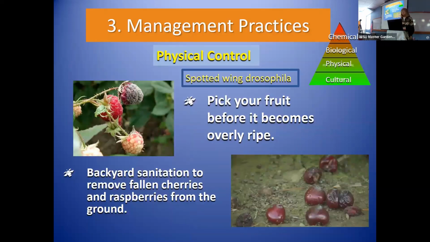So for spotted wing Drosophila, in terms of physical controls, be sure to pick your fruit before it gets overly ripe. As it gets overly ripe, it develops more sugars, and that's an attractant to the spotted wing Drosophila. Also remember that they pupate in the fruit. So if you have fruit fall to the ground, they're going to pupate in that fruit, and it's ideal, once again, to do really good sanitation: pick up that fruit on the ground and dispose of it.